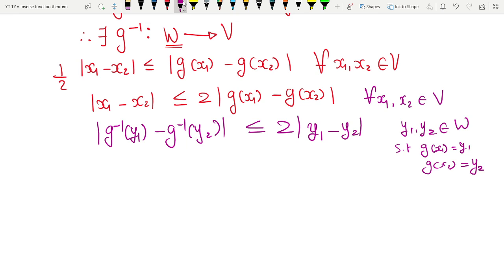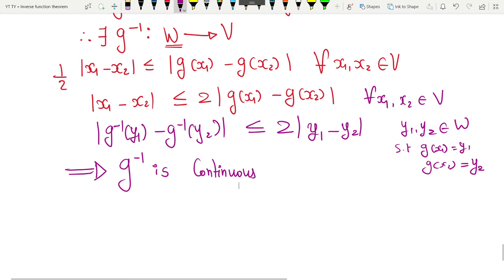But if we see this, this is very interesting, right? If I say this is less than or equal to 2 times this, then for every epsilon greater than 0, there will definitely exist some delta, right? Hence, this implies that my function G inverse, whatever it is, is continuous, because it satisfies the epsilon-delta condition. Students can show why it is continuous by using the epsilon-delta condition. So G inverse exists, and it is continuous.